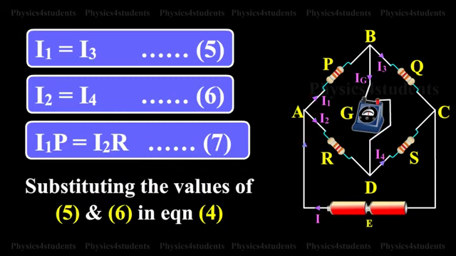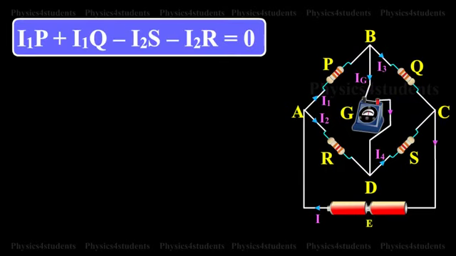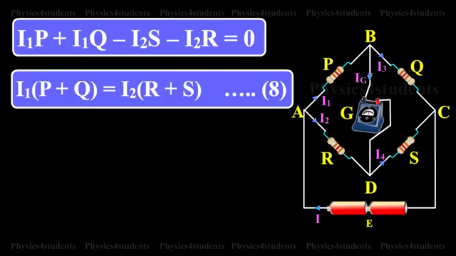Substituting the values of 5 and 6 in equation 4, I1P plus I1Q minus I2S minus I2R is equal to 0. I1 into P plus Q is equal to I2 into R plus S. This is the eighth equation.